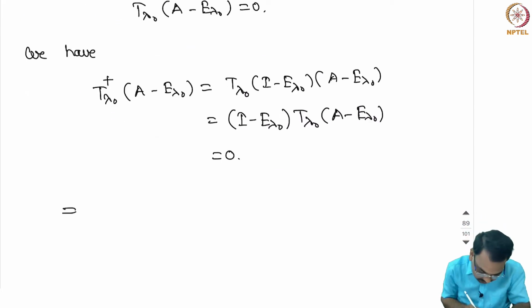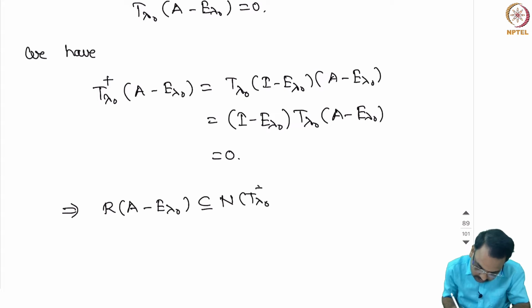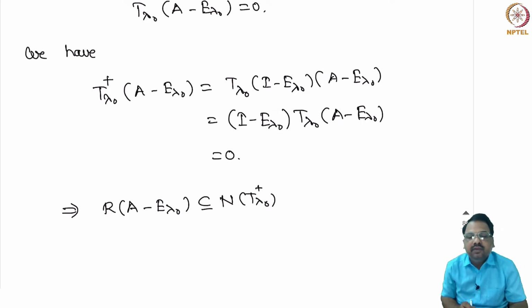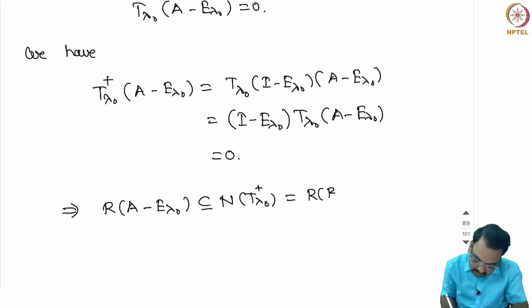So this implies that the range of the operator A minus E lambda naught is contained in the null space of T lambda naught plus. But the null space of T lambda naught plus is nothing but the range of E lambda naught. So let us call this inclusion 3.